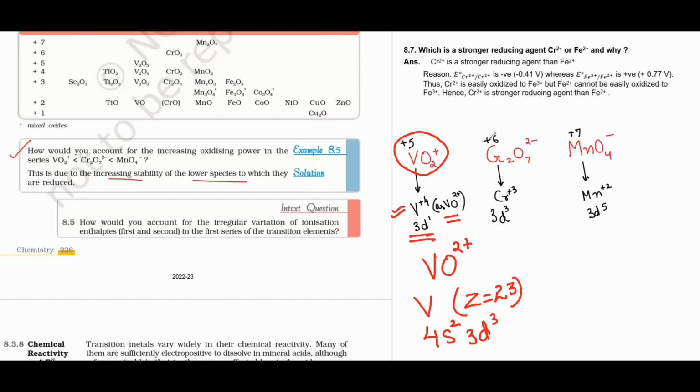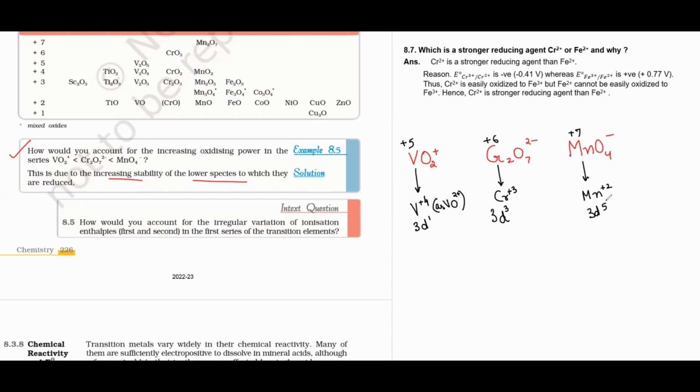Chromium, from dichromate +6, changes to +3. The +3 configuration is 3d3, and manganese changes from +7 to +2 with configuration 3d5. So this is the most stable, followed by this. Due to the stability of these configurations, the order of oxidizing power varies in this order. So I hope this is clear.